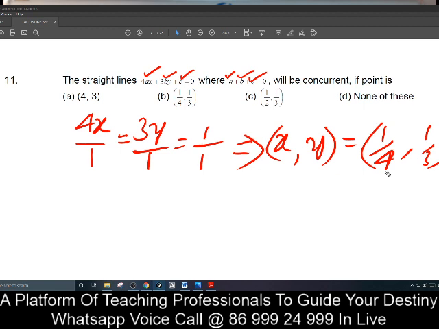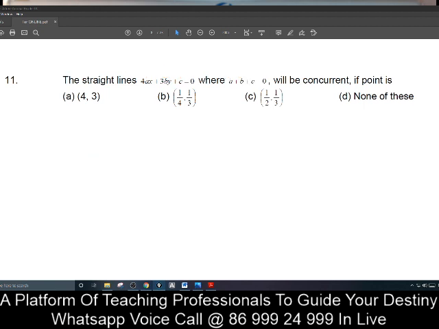Trial and error method means it's not possible. So this is based on the concurrent lines concept, please.